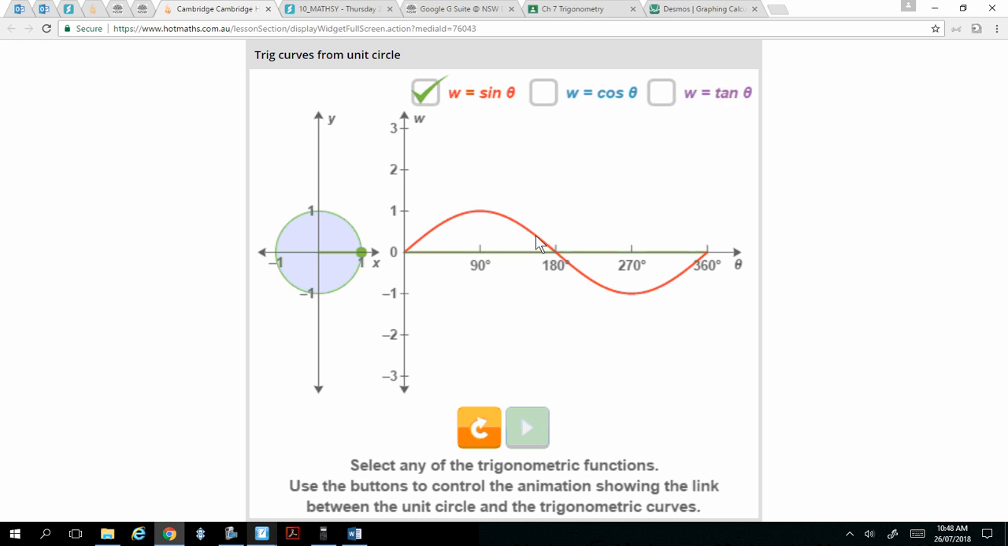Okay, now next we're going to draw the cos graph, but before you do the table of values, let's have a look at the cos graph. Actually, we want to look at the cos graph here.